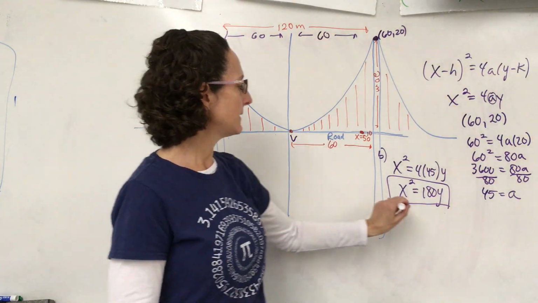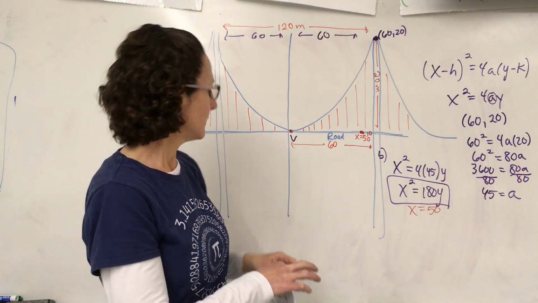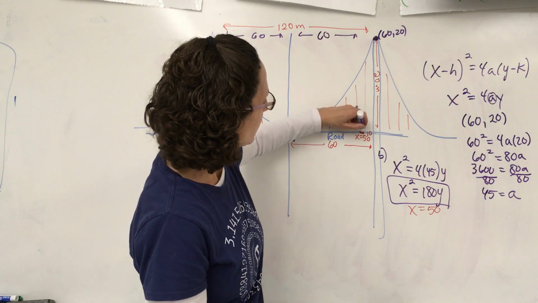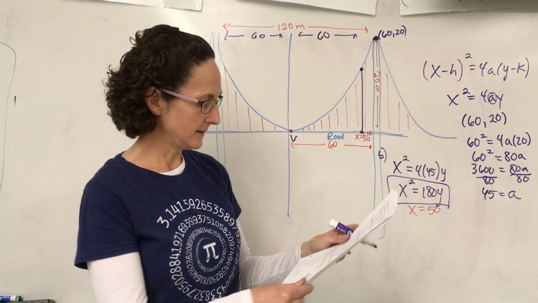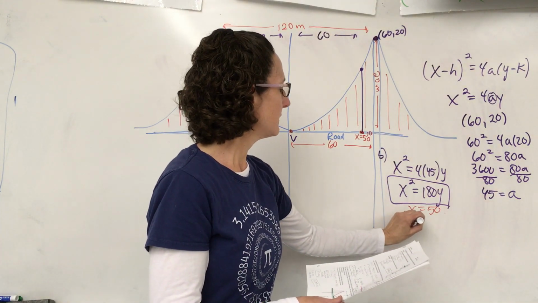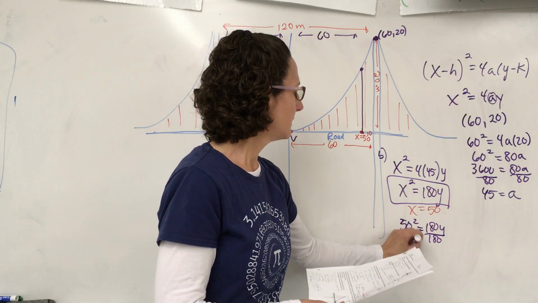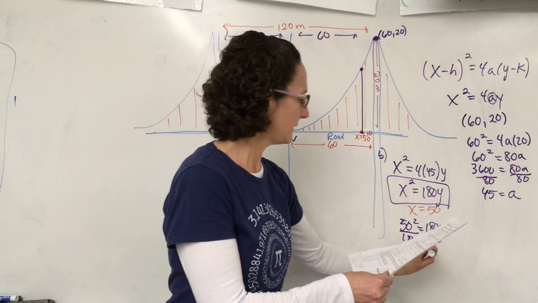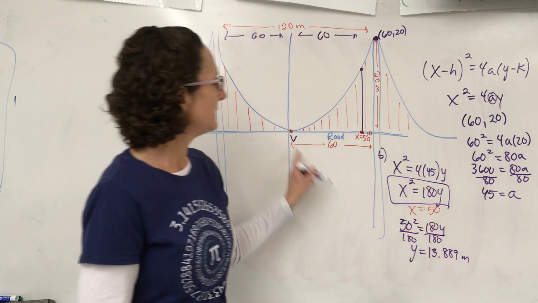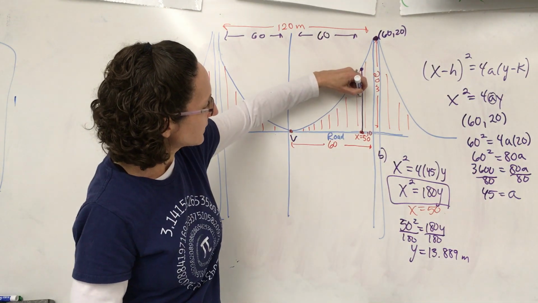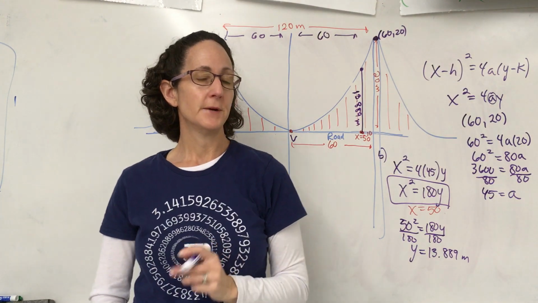Okay. So now what we have to do is plug in x = 50 to find the height, okay? So the height at 50, how tall is that? That's what I'm trying to figure out, okay? So you plug that in and you get 50^2 = 180y, divide by 180, okay? And you get that the y value at that point is 13.889 meters. Which means if you go out 50, this height is 13.889 meters.